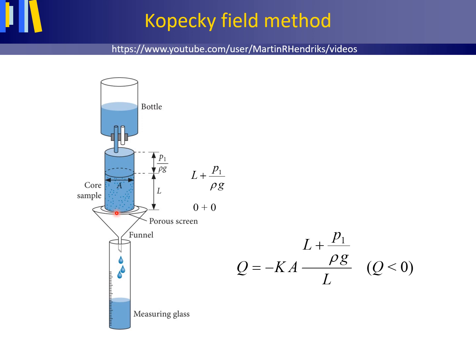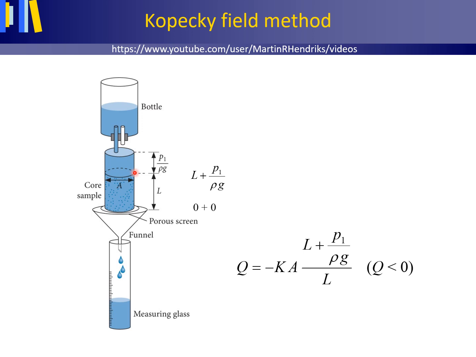On the water receiving upper side, the hydraulic head equals an elevation head of L plus a pressure head of P1 divided by rho g, both L and P1 divided by rho g being positive numbers. The difference in hydraulic head thus equals 0 minus, in between brackets, L plus P1 divided by rho g, close the bracket. So 0 minus L minus P1 divided by rho g.